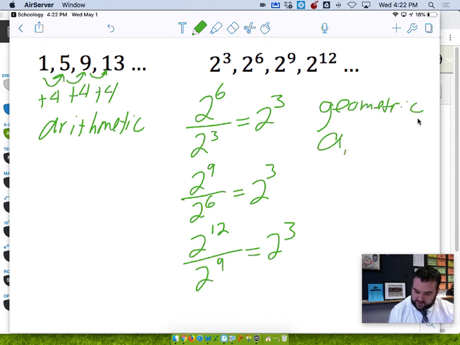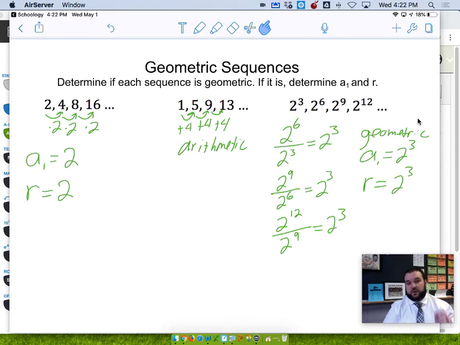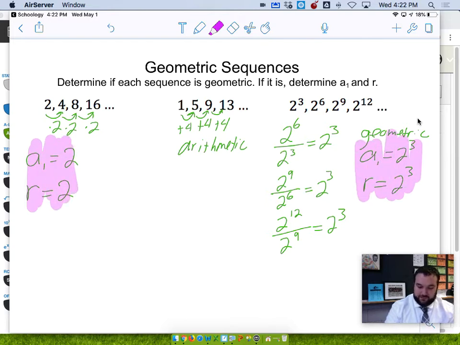The first term is 2 to the 3rd, and that's actually also the common ratio as well. Now, I know the two examples that are on here, the first term and the common ratio matched up. Right here it was 2 and 2. Here it was 2 to the 3rd and 2 to the 3rd. That will not be the case very often. It just happens to be that way here.